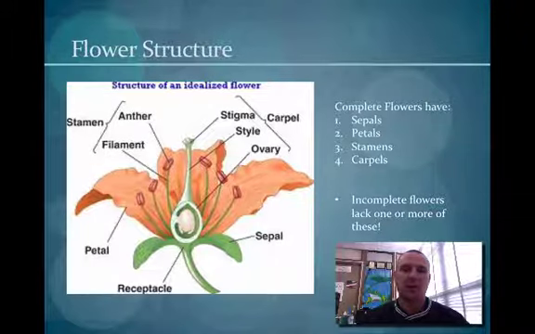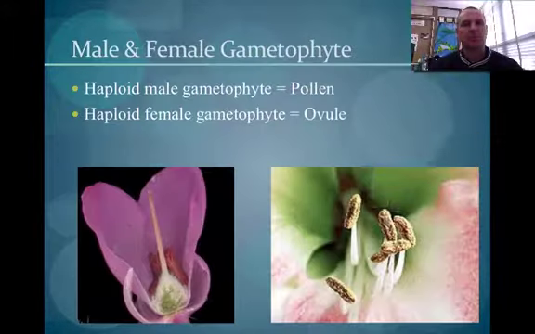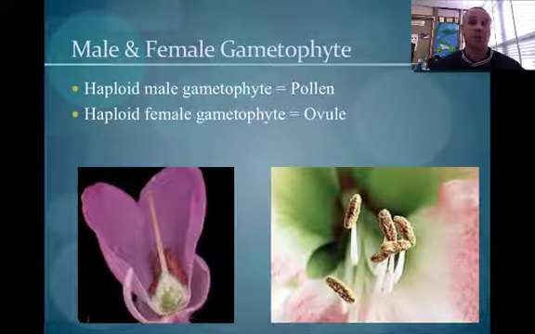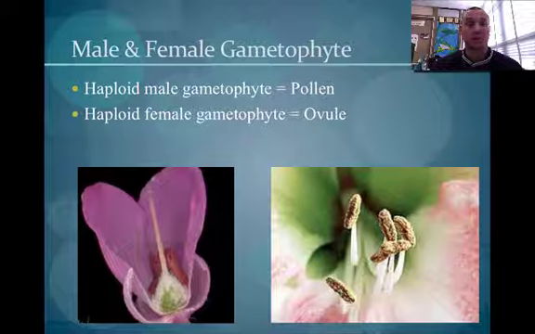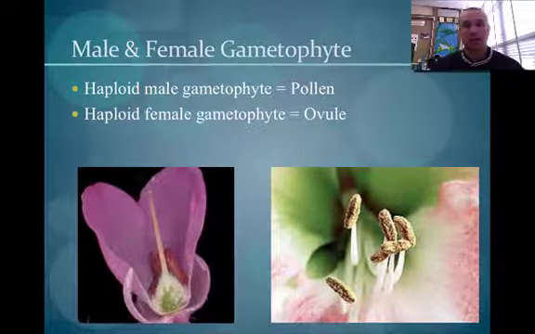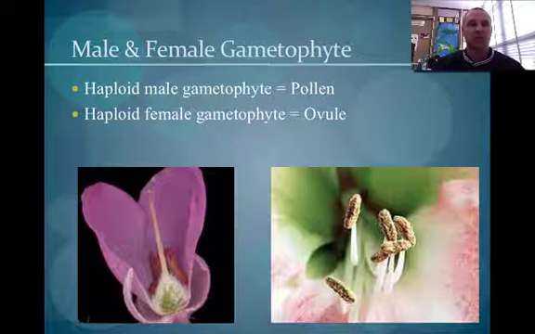Now, incomplete flowers would lack one of these structures, so you might hear of a complete flower or incomplete flower later on. Now, in angiosperms, you have a male and a female gametophyte, which is the haploid form. In females, the haploid gametophyte is an ovule, and in males, the male gametophyte is pollen, and pollen comes at the end of the anther.